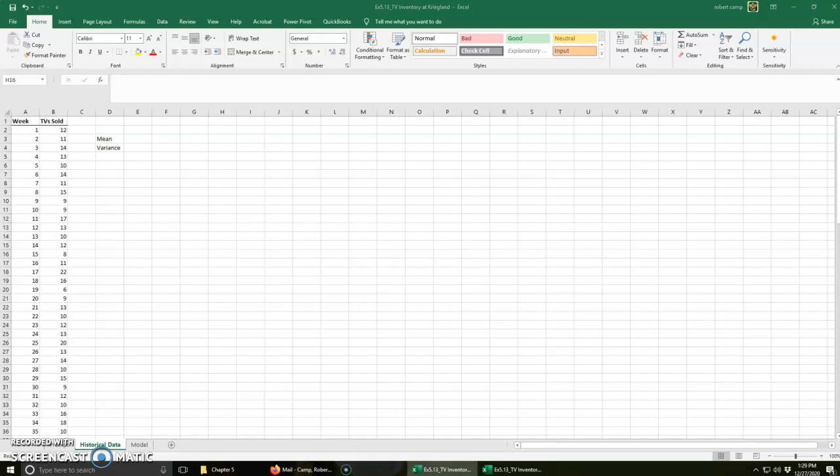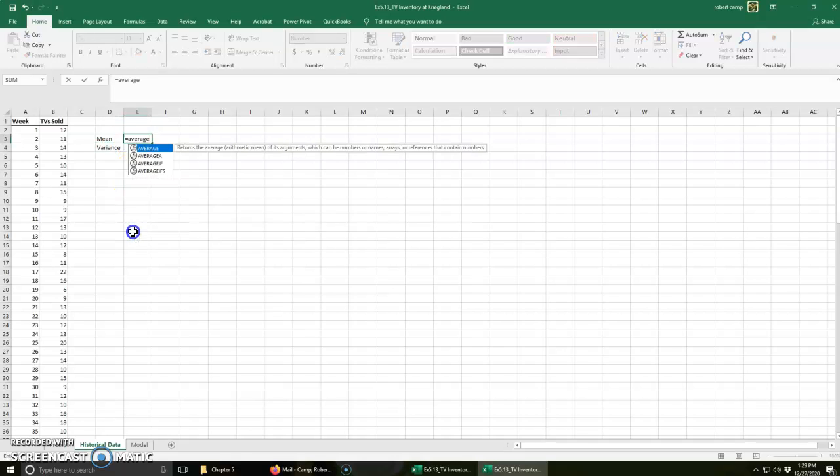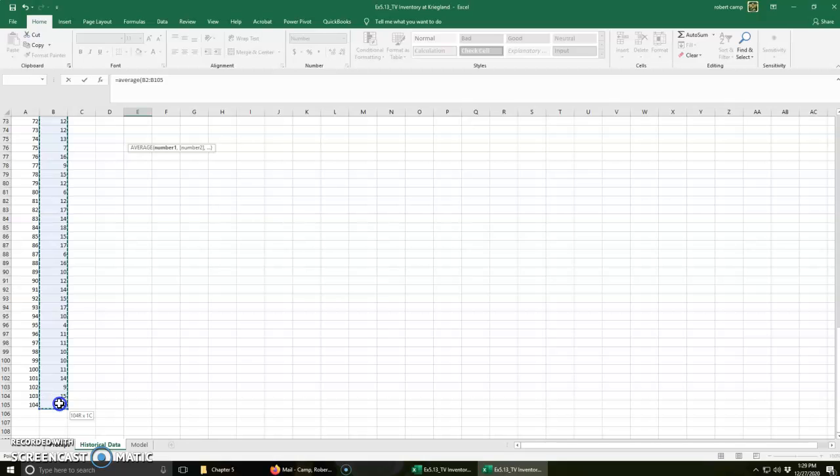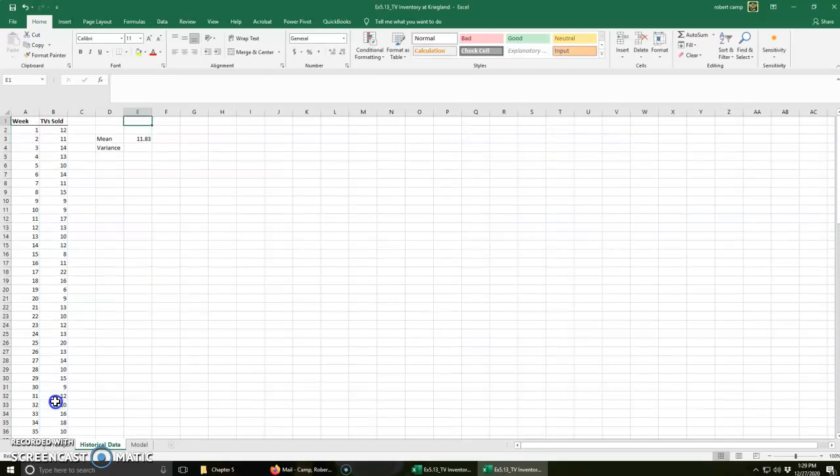So our mean and variance we are going to find. And we're finding the variance here, not the standard deviation. So if we go equal average, and we're going to look at TV sold, go through 105 weeks, and so our mean is 11.38. Now, let's throw that in there real quick.